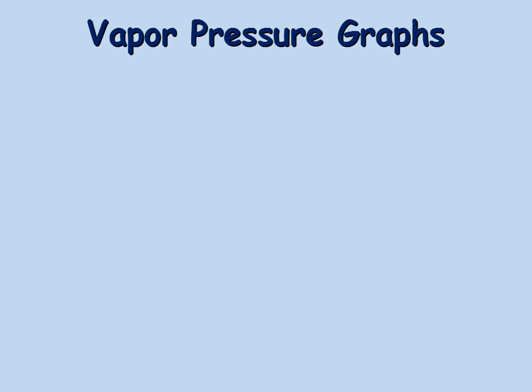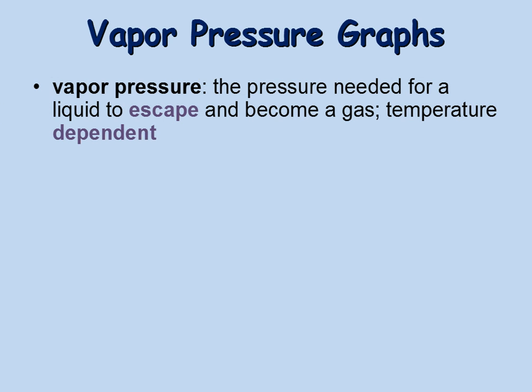For that to occur and for all the liquid to be able to escape, the vapor pressure of that liquid has to equal the atmospheric pressure, and that's when boiling occurs. And so, depending on the temperature you are at, the vapor pressure of that liquid will vary for boiling to occur.